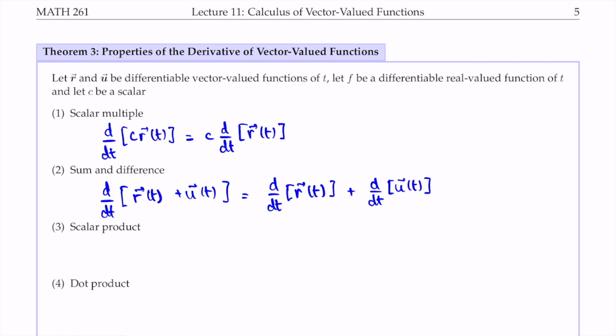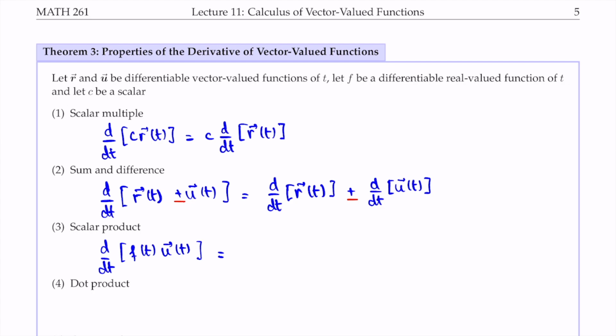In addition to that, you can do the same thing for the difference. So the derivative of the difference is the difference of derivatives. Now for scalar product, that is the derivative of the real value function f of t multiplied with a vector value function u of t. So this is a product.